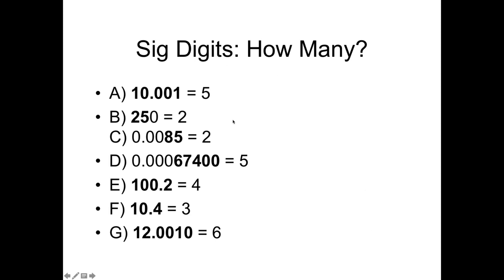So A should have 5, B is 2, C is 2, D is 5, E is 4, F is 3, and G has a total number of 6.